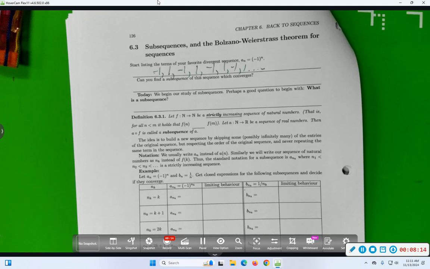Could you come up with a subsequence of that sequence which does converge? I haven't told you what a subsequence means, but it should be like a sequence that's contained in the sequence or something.